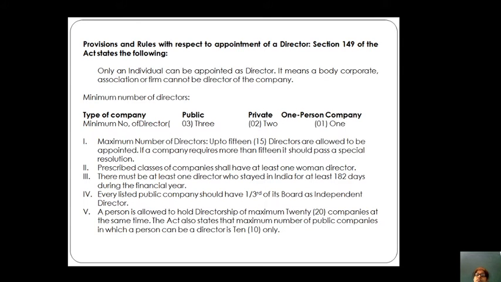So only one person can be appointed as a director. Now, maximum number of directors: up to 15 directors are allowed to be appointed. If a company requires more than 15, it should pass a special resolution, and this is all about a public company. If the company is big, if the business activities of the company are spread throughout the nation, maybe at international level, throughout the world, in that case the maximum number of directors should be 15.